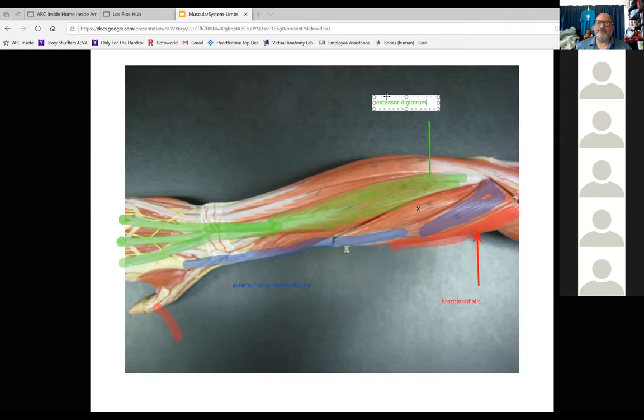Excellent. Notice it doesn't go to the thumb, but we already know the thumb has that saddle joint that makes it pretty darn special. But notice it also doesn't go to the pinky. Notice, and I'll use my pointer for this rather than this. There is this muscle right here that actually does go to the pinky that lets you extend the pinky.